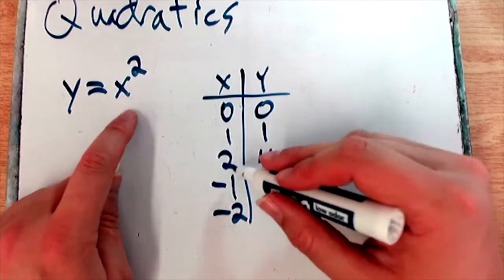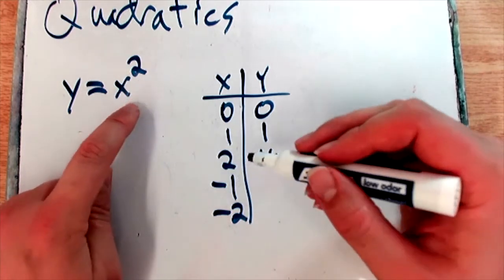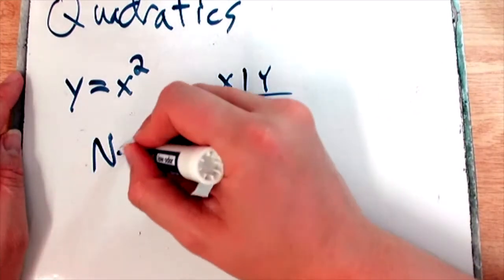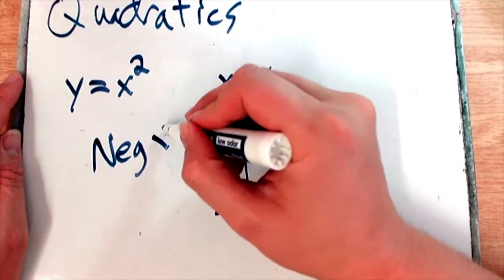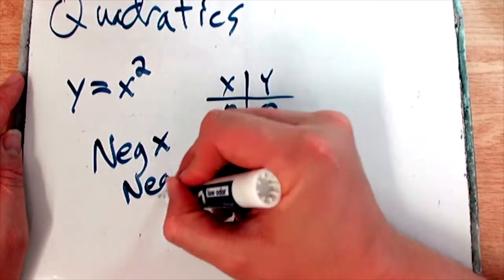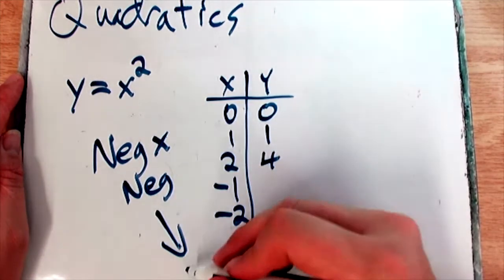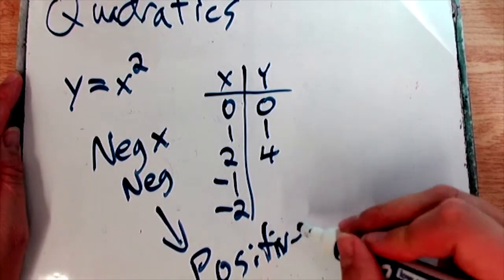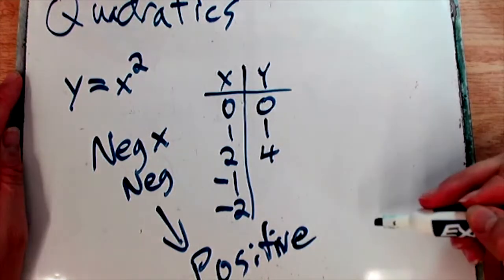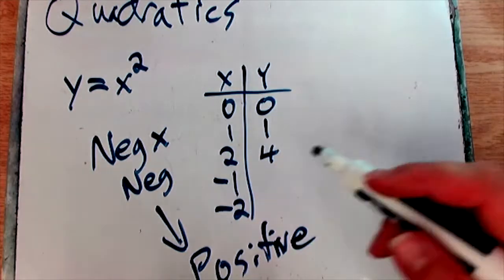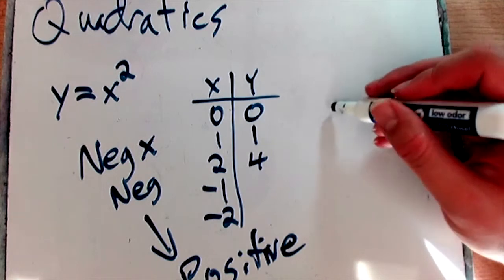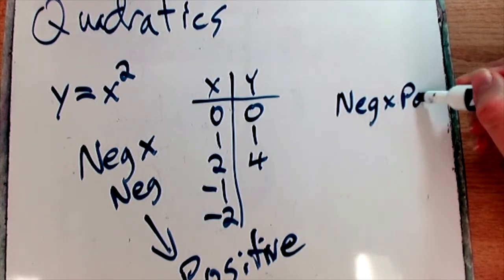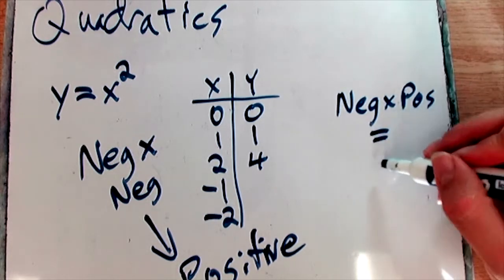How about negative? Well, negative 1 squared. A negative times a negative is a positive. I want to write that out, it's so important. A negative times a negative is a positive. That is so important. A negative times a negative is a positive. And that's with squares. You need to understand that. Another example is a negative times a positive equals a negative.